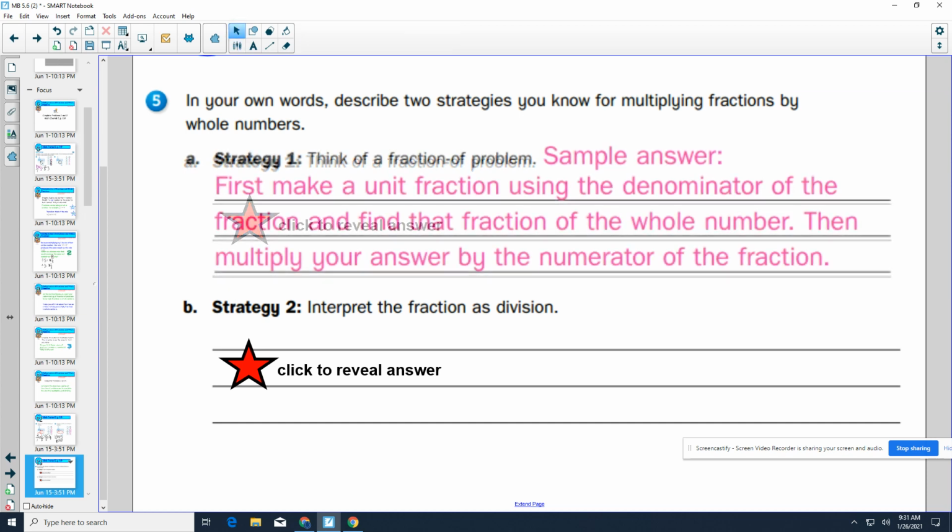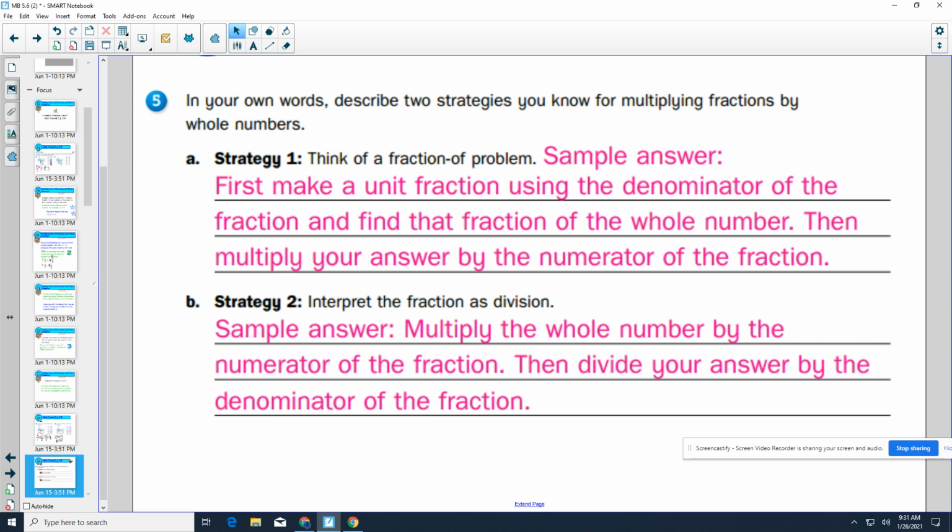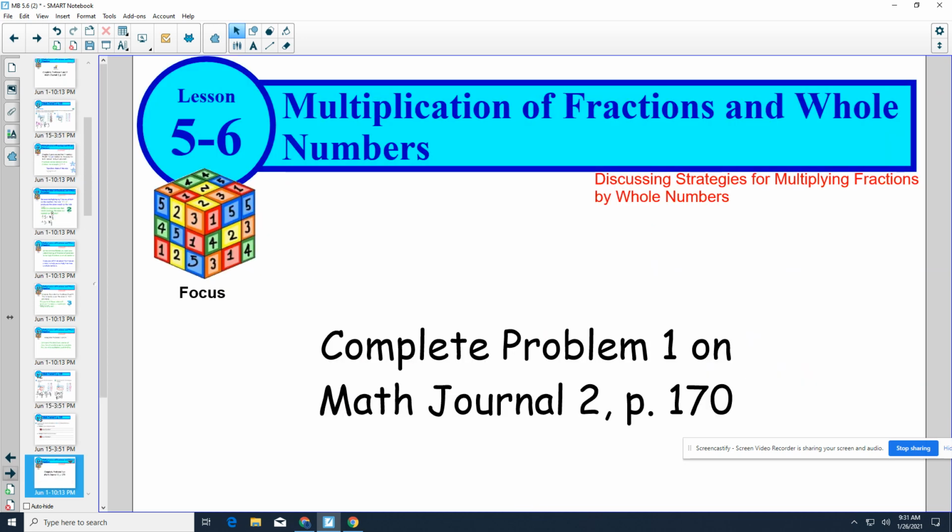Okay, so let's look at what they suggest here. First, you can make a unit fraction using the denominator of a fraction and find the fraction of a whole number. Then multiply your answer by the numerator of the fraction. Another example, you could interpret the fraction as division, like we talked about. So you can multiply the whole number by the numerator of the fraction, then divide your answer by the denominator of the fraction. So we looked at both of those strategies on the previous problems with the in and out tables.